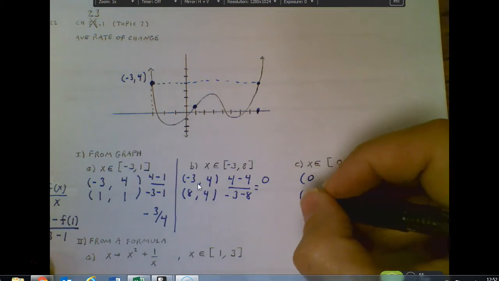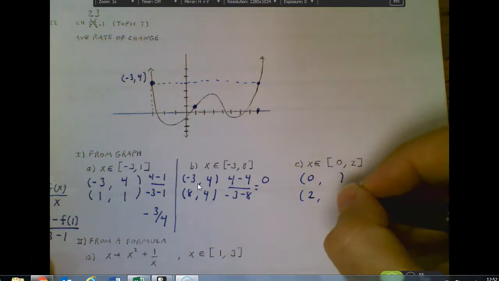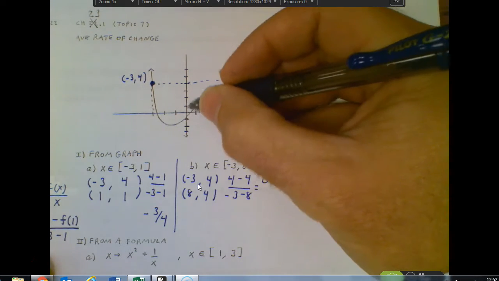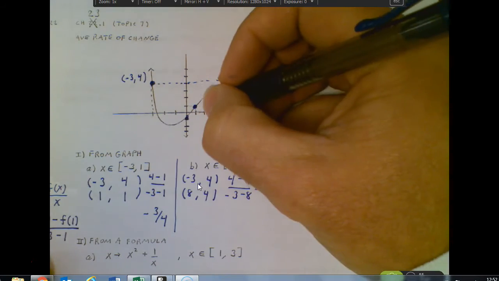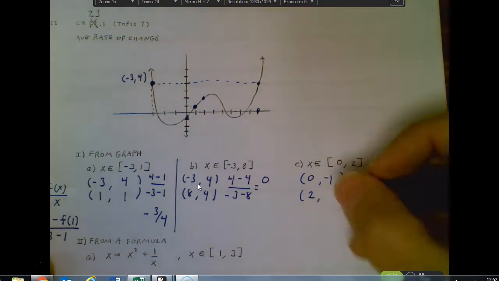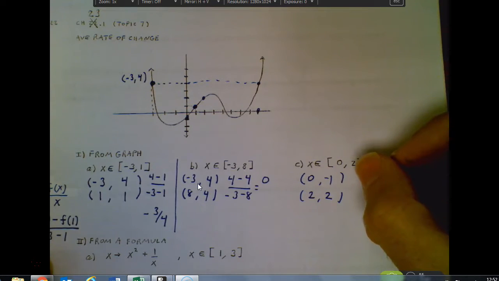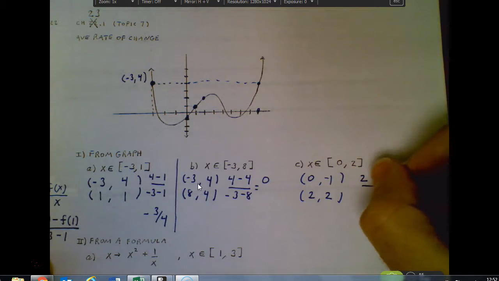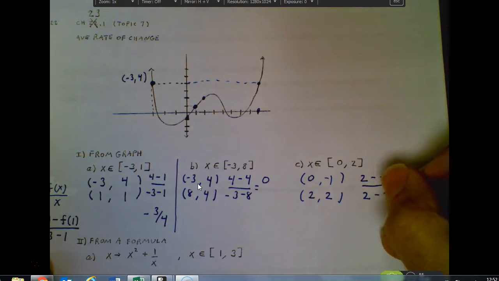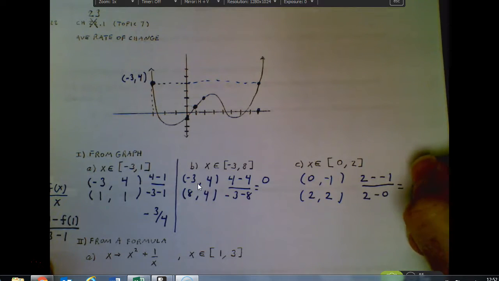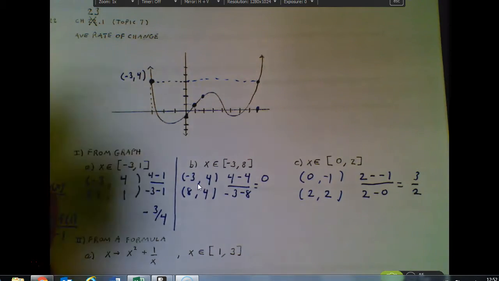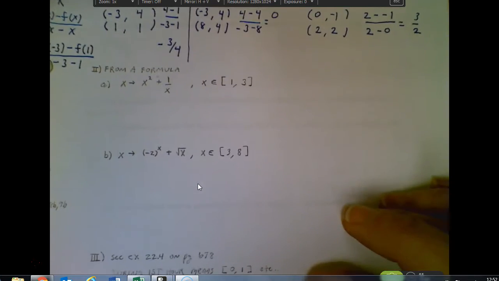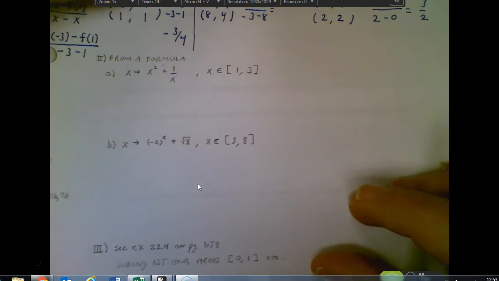Again, those are my x's. So at 0, we can see on the graph is right here at -1. And at 2, it is 2. So again, one last time here, we'll do y minus y over x minus x. And get our slope. So again, slope, also known as average rate of change, that we're getting on this graph. We can get it from the graph. That's what we were just doing in the first couple examples. We can also get it from a formula.